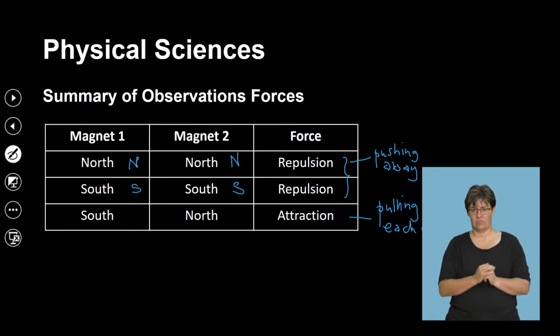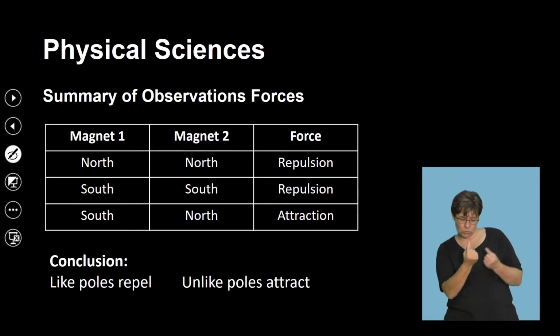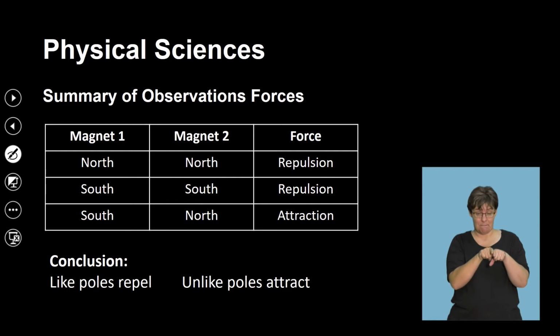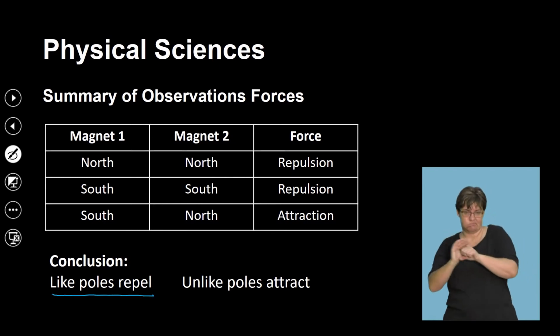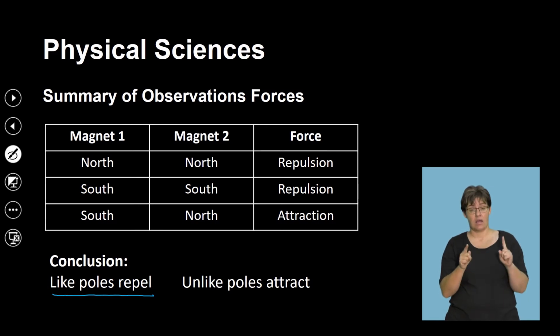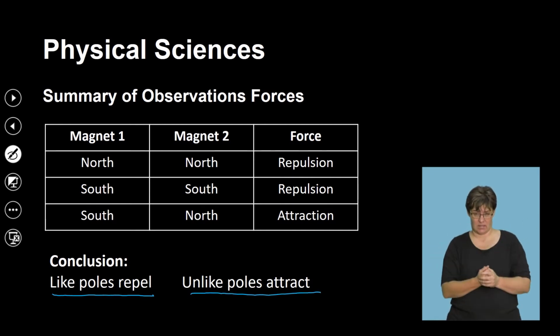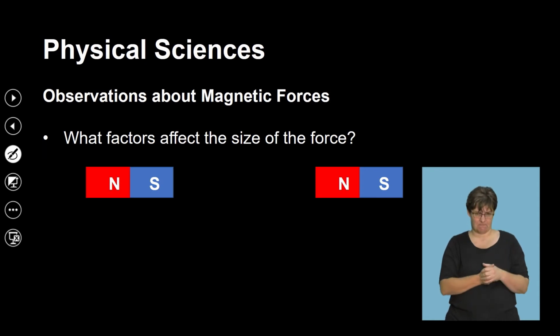Now, in a nutshell, what are we saying? We are saying that in conclusion, after all's been said and done, like poles repel each other. This is north and north, or south and south. While at the same time, we're saying opposite or unlike poles tend to attract each other. So this is the long and short of it, okay?